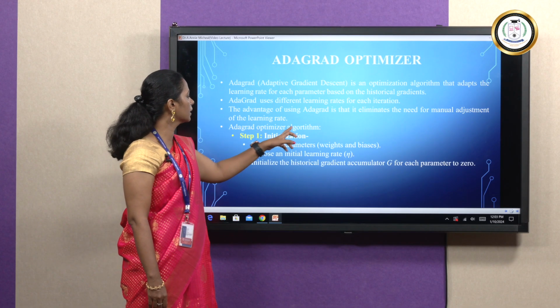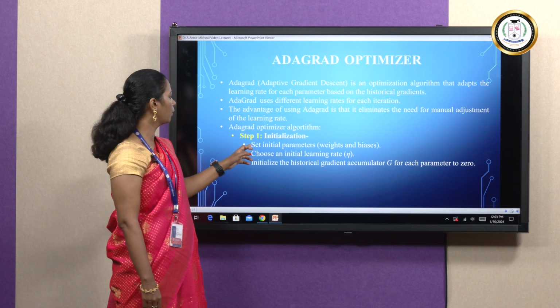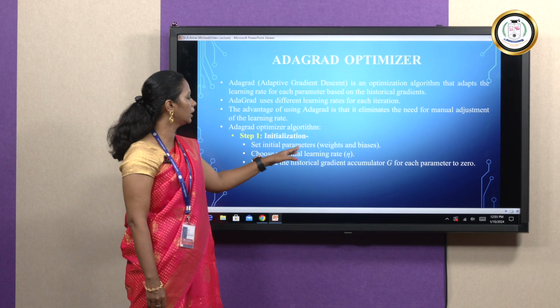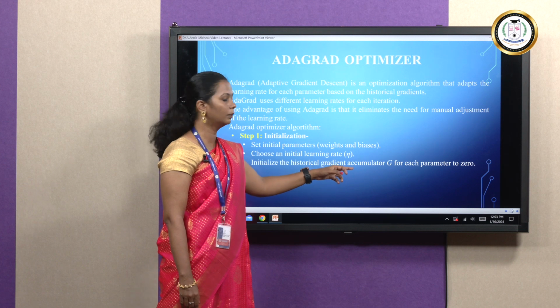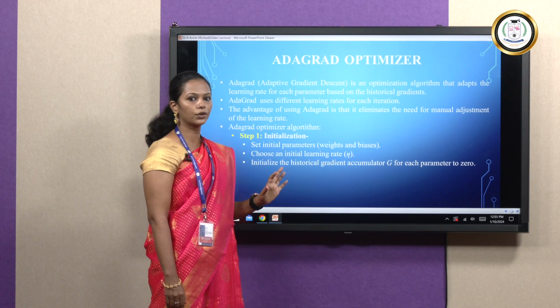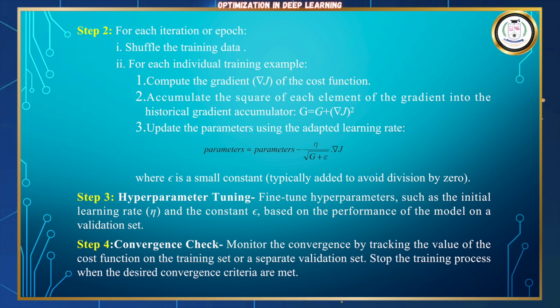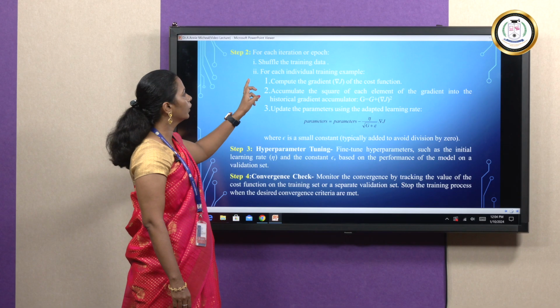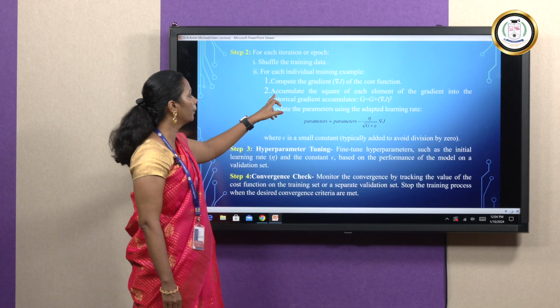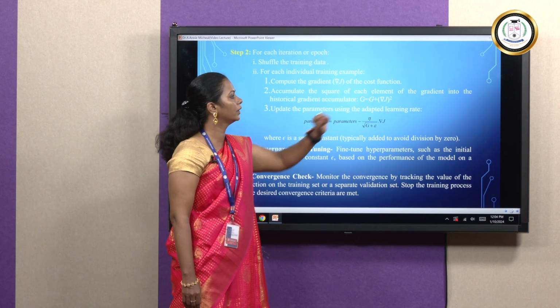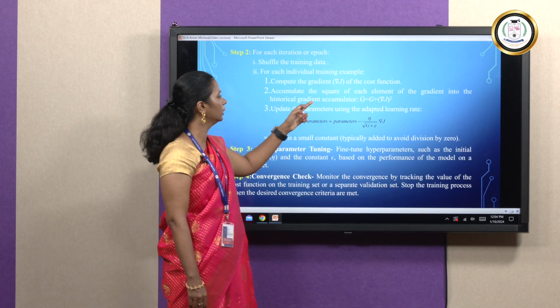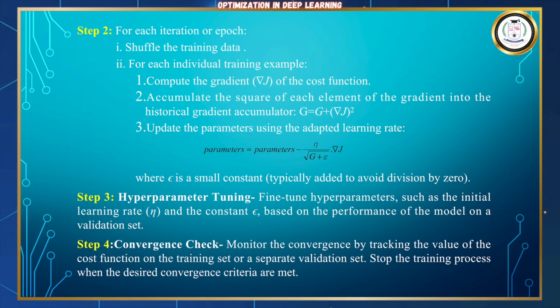So Adagrad optimizer algorithm works like this. For step 1, initialization, you are going to set the initial parameters, weight and bias, and choose the initial learning rate. Then afterwards you are going to initialize the historical gradient accumulator G for each parameter to 0. The second step, for each iteration you are going to shuffle the training data set, and for each individual training example you are going to compute the gradient of the cost function, and next you are going to accumulate the square of each element of the gradient into the historical gradient accumulator. So your formula is G equals G plus gradient squared.